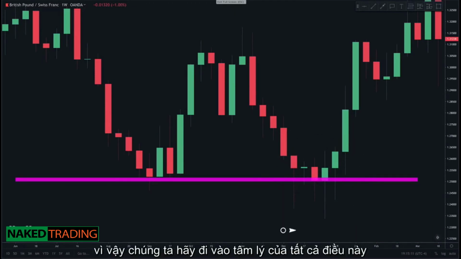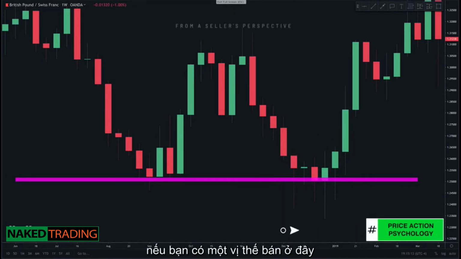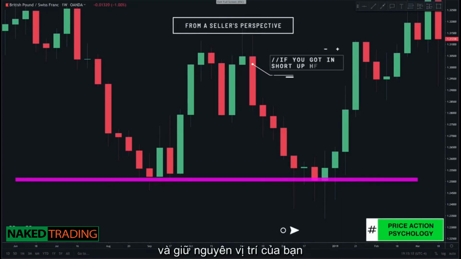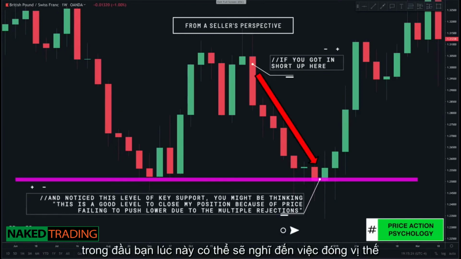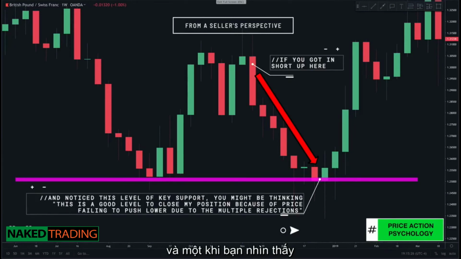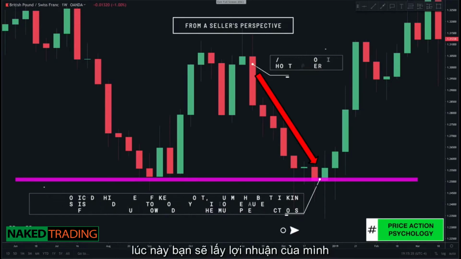So let's get into the psychology of all this. Think about this from a seller's perspective. If you got in short up here and held your position all the way down and noticed this level of support, in your mind, you were possibly thinking of closing your position. And once you see these multiple candle rejections, and as someone who understands price action, you were telling yourself this might be a good place to take profit.